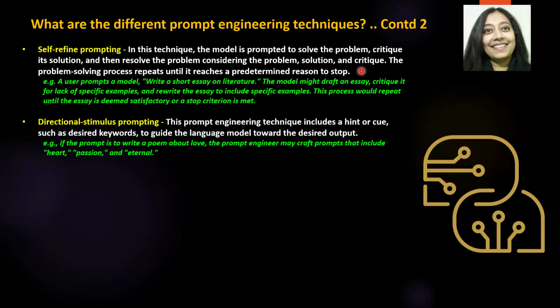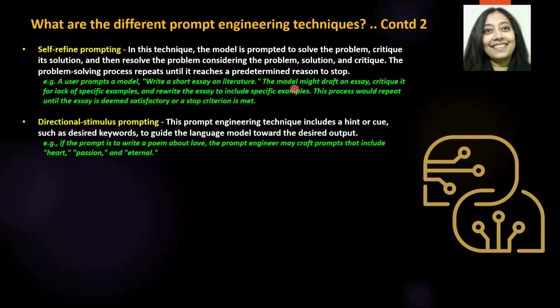And then it keeps on doing this in a repeated manner until it reaches a predetermined reason to stop or until it reaches a solution that is satisfactory. So let's take an example again. Write a short essay on literature. Now, again, the model is going to draft an essay. It will critique itself for, let's say, lack of examples. Then it'll rewrite the essay to include some specific examples.